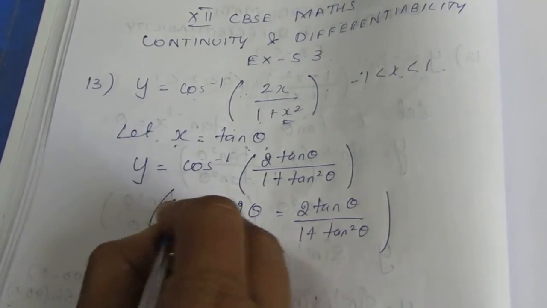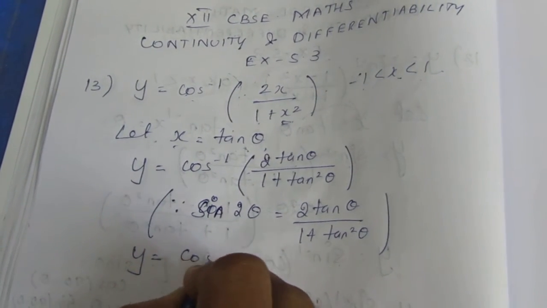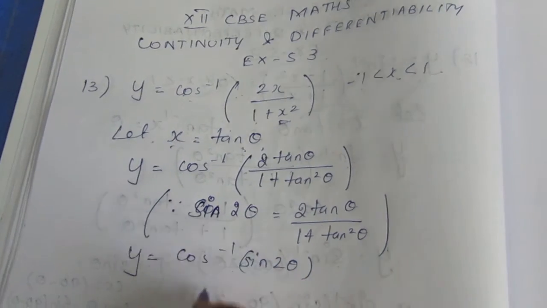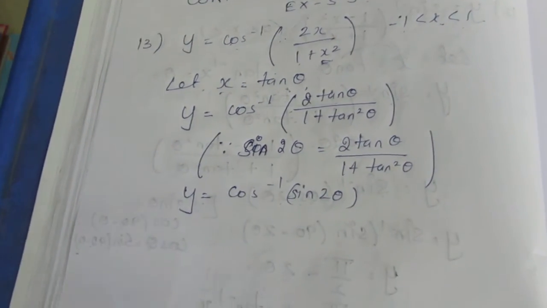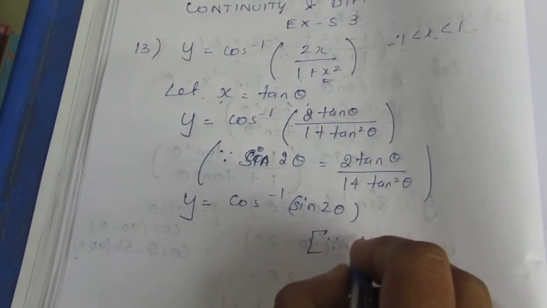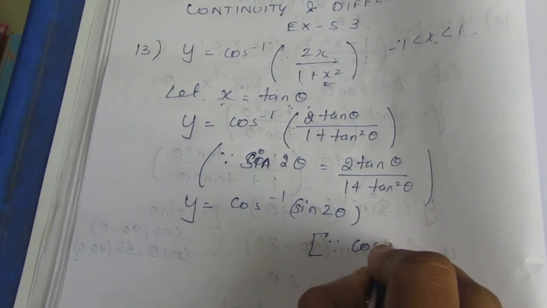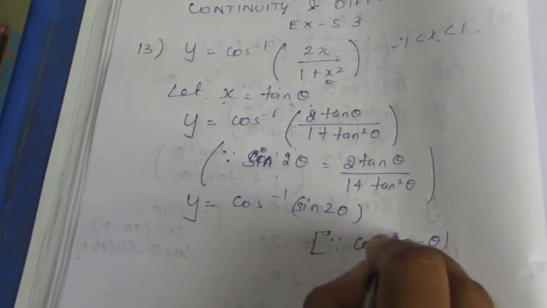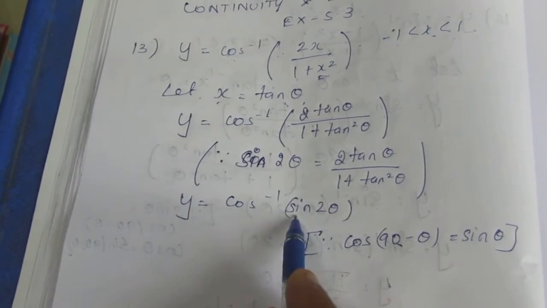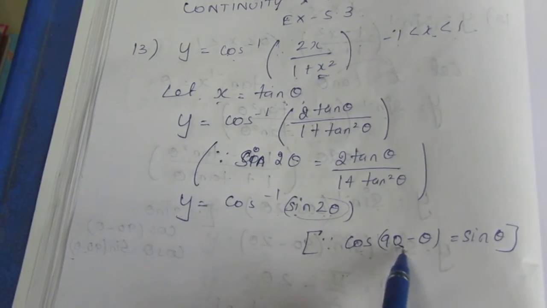As I told before, if there is a cos only we can cancel, but in this place it is cos inverse of sin 2 theta. We can't cancel a sine and a cos inverse, so we want to change this to a cos. We have learnt in the smaller classes, in 10th standard, that cos of 90 minus theta is equal to sin theta. A complementary angle formula. The same way we are going to substitute in the place of sin. We have 2 theta, so I am going to change it to cos of 90 minus 2 theta.